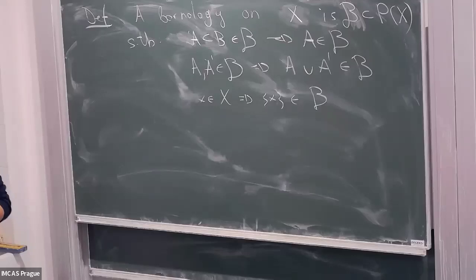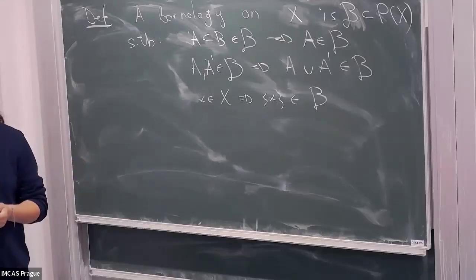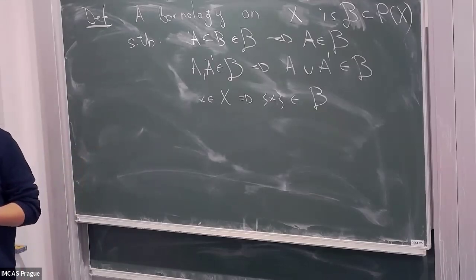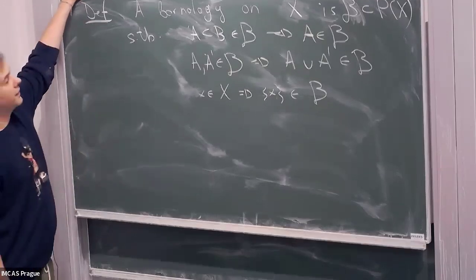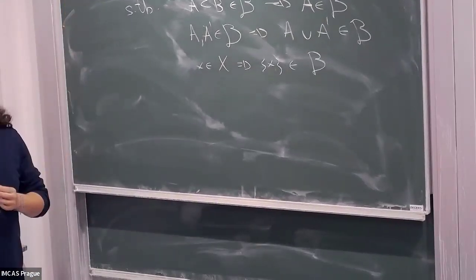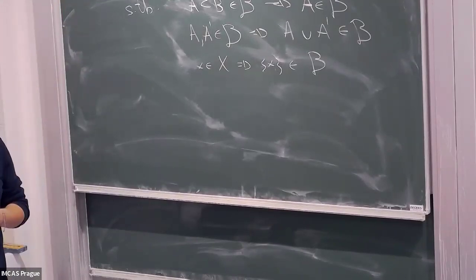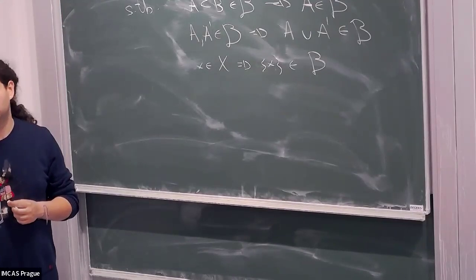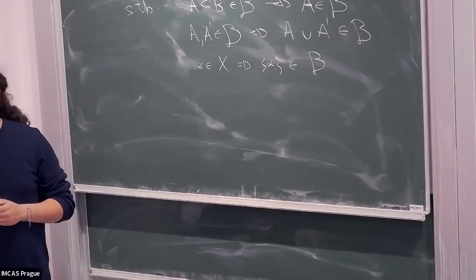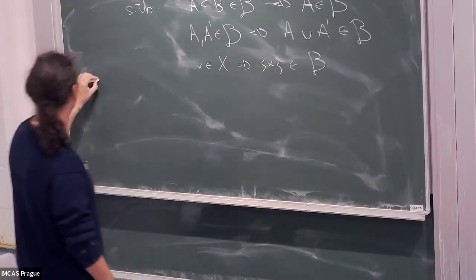So the first example of a bornology is you take the bounded sets in a metric space. Another possible example is you take any topological space and you take the pre-compact subsets in it, so the subsets whose closure is compact.